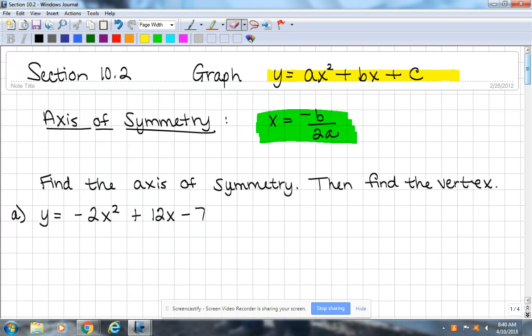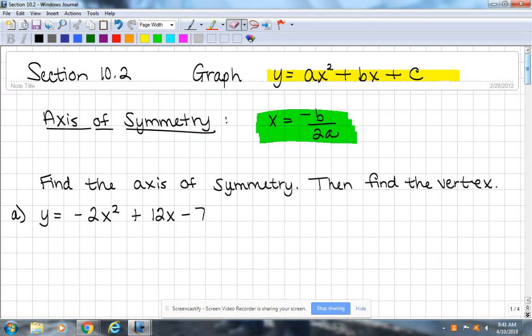So here's a formula you need to memorize. It's for finding the axis of symmetry of a parabola. Now the axis of symmetry, remember, is the vertical line that goes through the center of the parabola. So it's an imaginary line. It's really not part of the parabola, but it's a line that exists through the middle of the parabola. It goes through the vertex, the very center of your parabola.